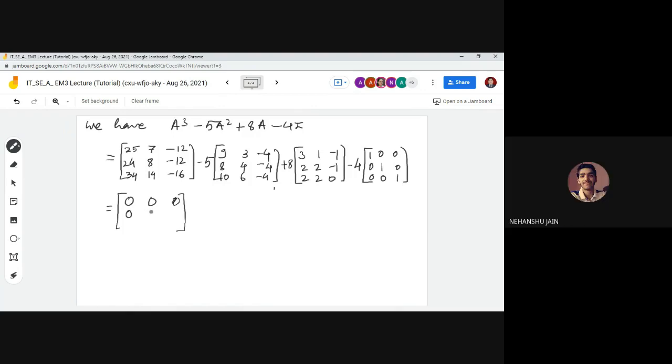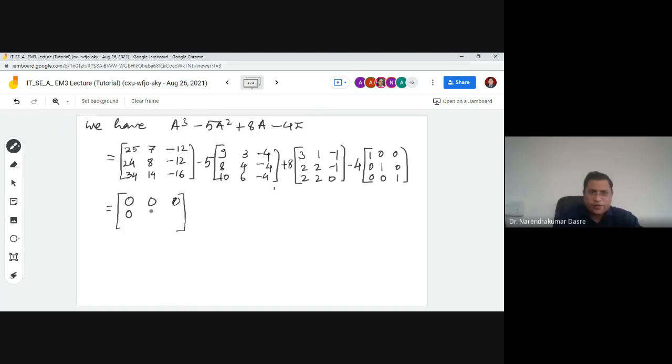Final answer 0, right, sir? Have you calculated the final answer? If you have calculated, then only tell me. Okay, so others will verify that. If anybody has the final answer, then please verify. This is going to be the 0 matrix. So what we got here is a cube minus 5a square plus 8a minus 4i equal to 0.